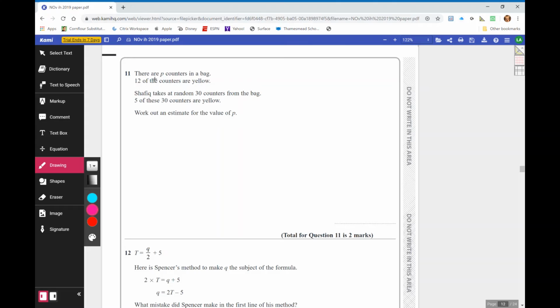Alright, so the next one is a probability question. There are P counters in a bag, 12 of the counters are yellow. Shafiq takes at random 30 counters out of the bag, 5 of these counters are yellow. Work out the estimate. Okay, now this is called something. This is actually called capture recapture. So what you're doing, you're estimating. Capture recapture.